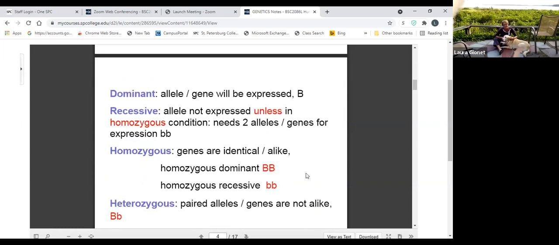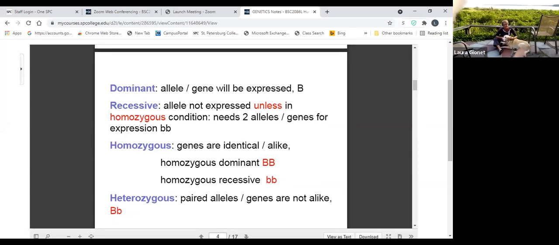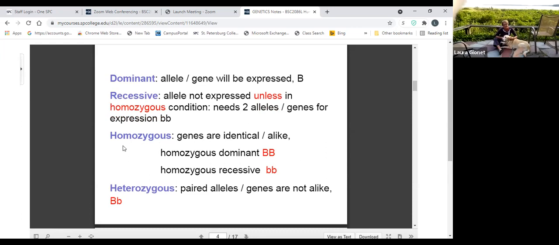Homozygous means the genes are identical. You can be homozygous dominant or homozygous recessive. So it's the term homozygous versus heterozygous below this. Homozygous means two identical letters. It doesn't tell you whether they're uppercase dominant or lowercase recessive. It just means they're two identical letters.